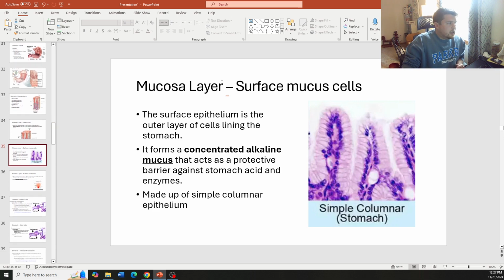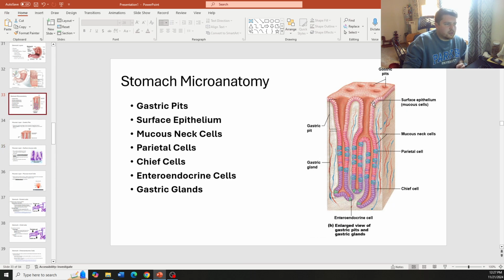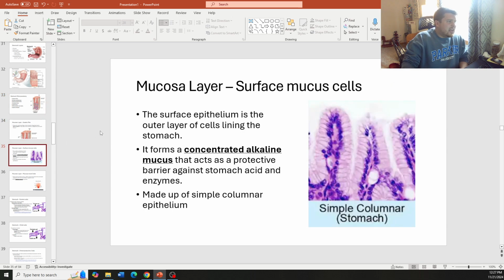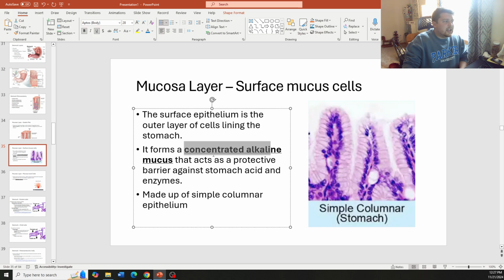We have the surface mucous cells. So these surface epithelium, those outer layer of cells that line the stomach. These surface epithelium, also known as mucous cells, doing what epithelium does, its job is to protect the stomach lining and they are going to secrete a highly concentrated alkaline mucus.